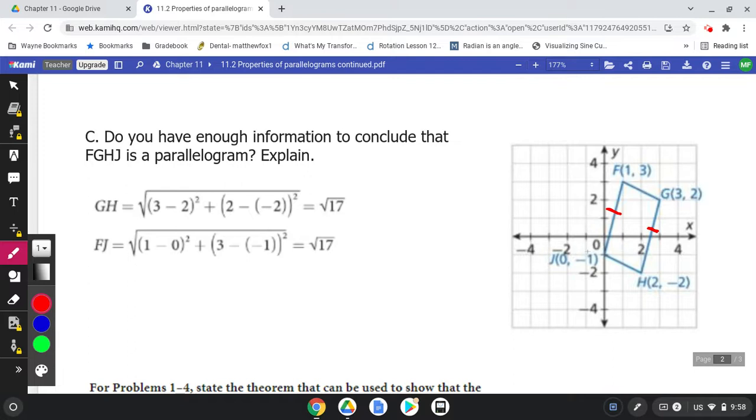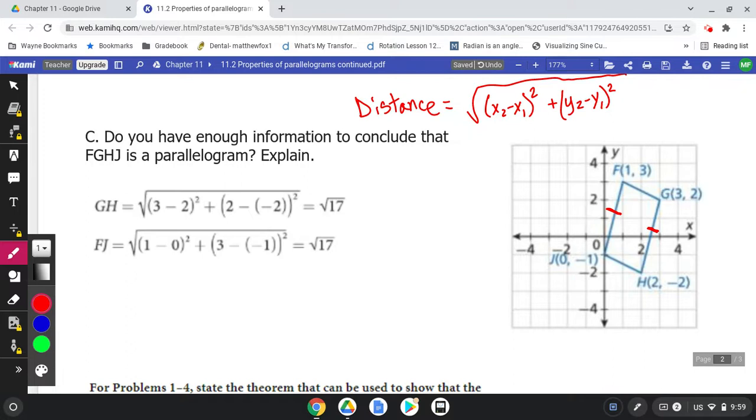Now, it's up to you. If you prefer, you can just find, is that congruent? Is that congruent? We could use our formula. So x2 minus x1, plus y2 minus y1. We square both of those, and it's the square root of all that. That is our distance formula. Okay, we learned that back in chapter 1. You probably saw that several times throughout this semester 1. So we could use that and figure out if FG and JH are congruent.